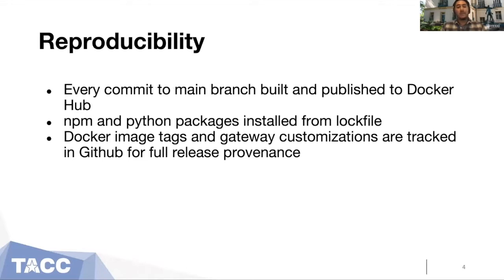First of all, reproducibility. We wanted to make sure that every commit to a main branch was built and published to Docker Hub. That's something we can do now. Previously we weren't running Docker images or containers for our services. Now every commit that's pushed to main is built and published to Docker Hub and can be pulled down by anyone to run locally, as well as in production or other environments. We are able to lock packages down with a lock file in both NPM and Python, and we use Docker image tags, and gateway customizations are tracked in GitHub for full release provenance.